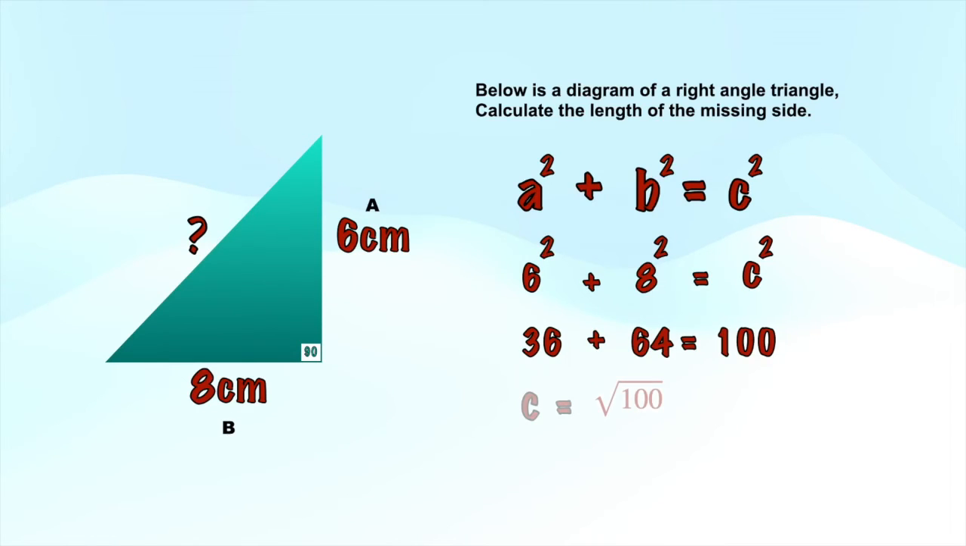C squared is equal to 100, so we do the opposite. C is equal to the square root of 100. C is equal to 10 centimeters. Well done to those of you that got it right. But let's try something a little harder. Don't panic, it's not going to be too hard.